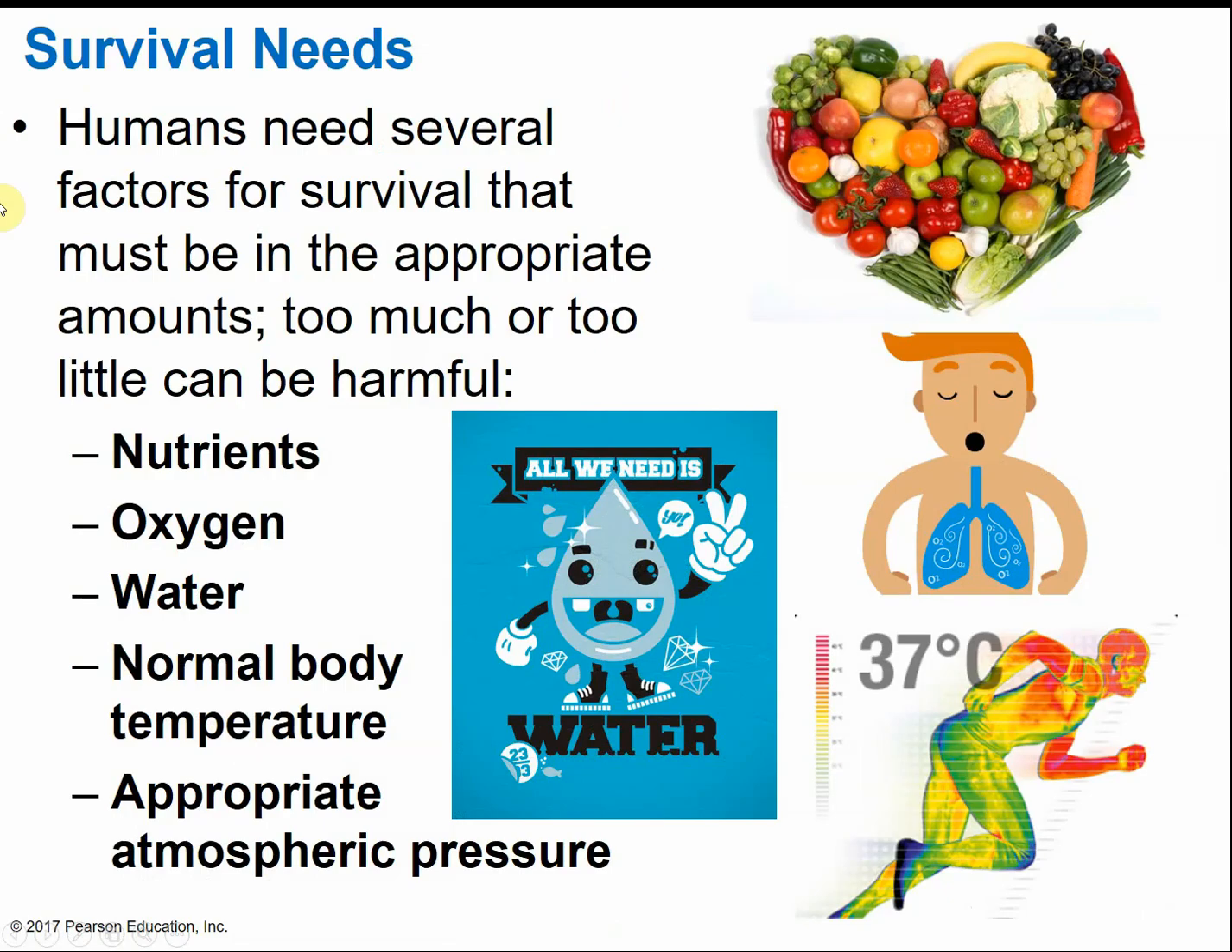So looking at some basic survival needs of humans. So we need several factors for survival, and they have to be in just the right amount. So just too much or too little could be harmful. So it has to be within that Goldilocks zone. So things like nutrients, right, so that we get from our food, we digest and get nutrients, oxygen that we breathe, water. Right, so our body is about 70% water, so it's very important for our metabolism, chemical reactions, as well as just keeping our cells healthy.